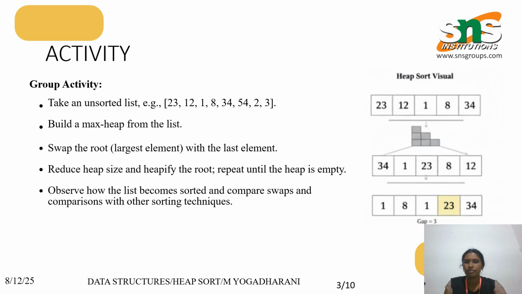So see here. It has 23, 12, 1, 8, 34, 54, 2, and 3. By the first property, we must build a complete binary tree. So there is a parent node, and it must contain two child nodes. So 23, the left child is 12, and the right is 1.